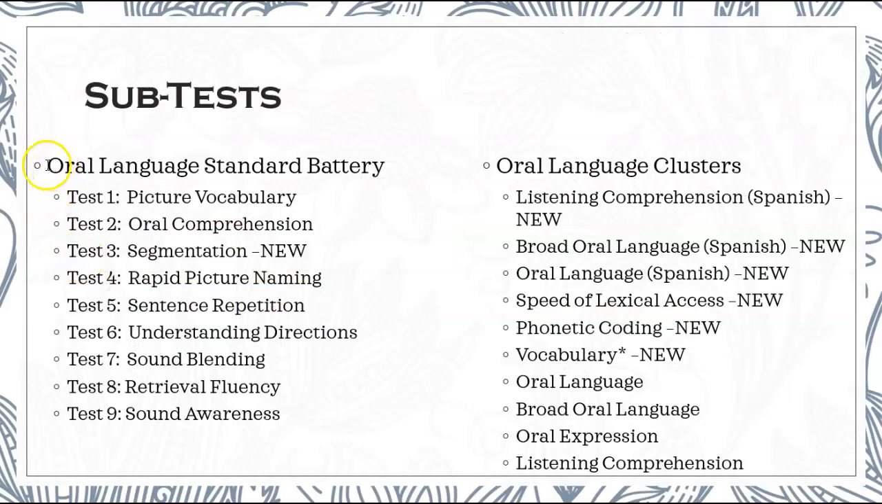And then when we're just looking at the oral language tests, the standard battery includes 9 sets of tests. Picture vocabulary, oral comprehension, segmentation, rapid picture name and sentence repetition, understanding directions, sound blending, retrieval fluency, and sound awareness. For the oral language clusters, most of these tests are new to the fourth iteration of the WJ, but we do listening comprehension, broad oral language, speed of lexical access, phonetic coding, vocabulary, and then oral language, broad oral language, oral expression, listening comprehension.